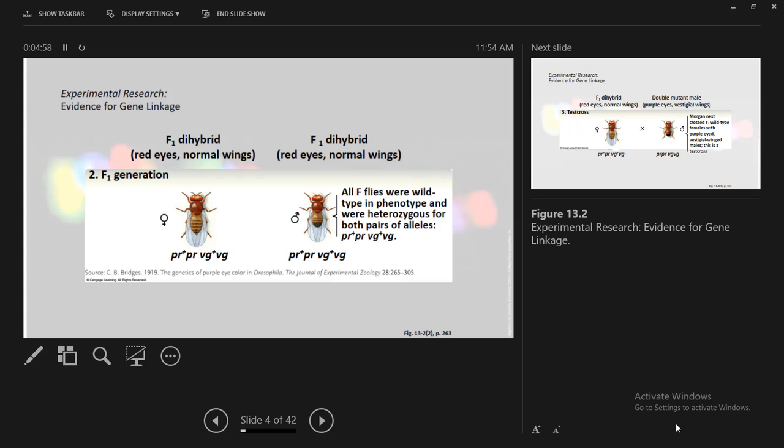9 out of every 16 offspring are going to have the wild type or the dominant for both. 3 are going to have the dominant for the first and the recessive for the second. 3 are going to have the recessive for the first and the dominant for the second. And 1 out of every 16 are going to have the recessive for both. I got that. But that only works if they assort independently. If they're actually linked in some way, you don't quite get those ratios.